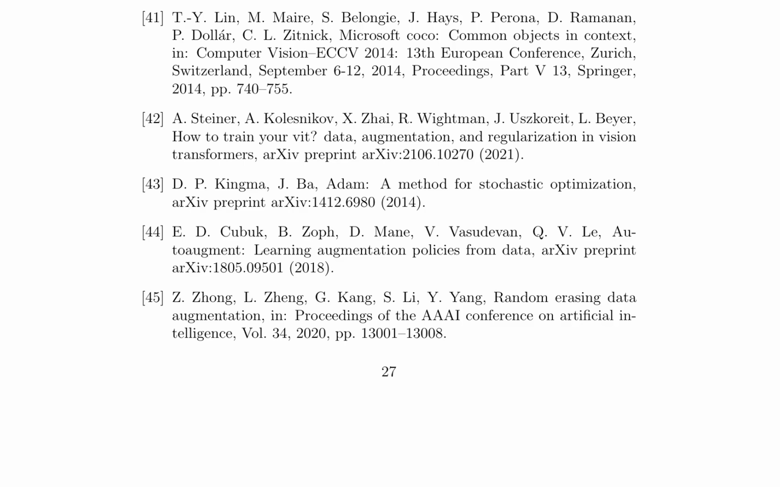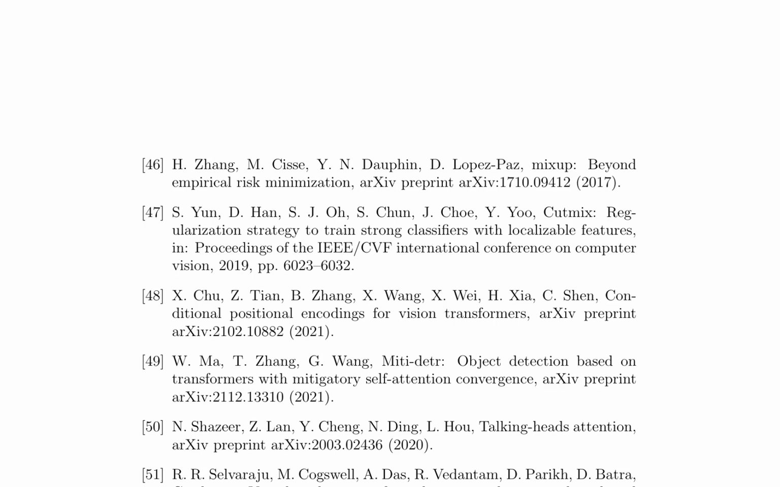AutoAugment, introduced by Cubuk et al. 44, is a technique for learning augmentation policies from data, which has been shown to improve model performance. Random erasing, introduced by Zhong et al. 45, is a data augmentation technique that randomly erases a portion of the input image. The mixup algorithm, introduced by Zhang et al. 46, is a technique for generating new training data by mixing two images. CutMix, introduced by Yun et al. 47, is a regularization strategy that trains strong classifiers with localizable features.